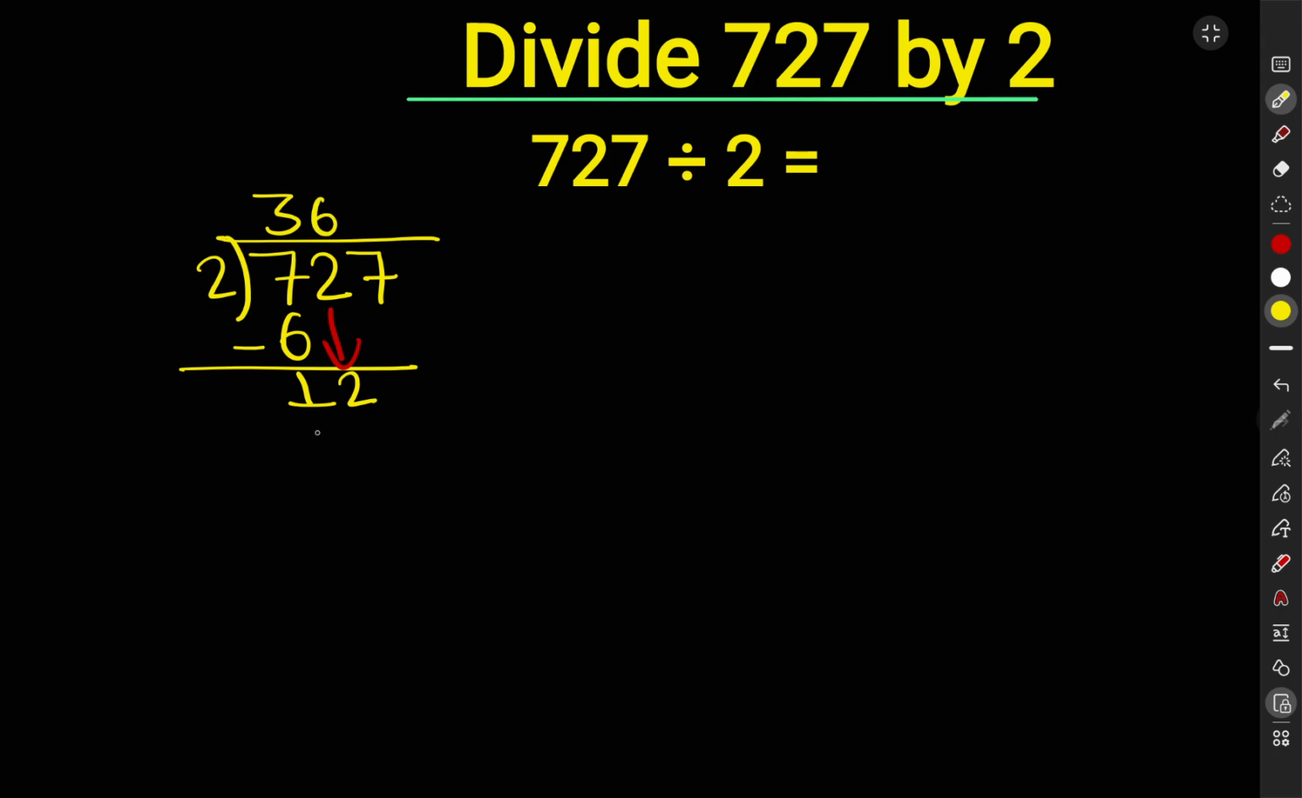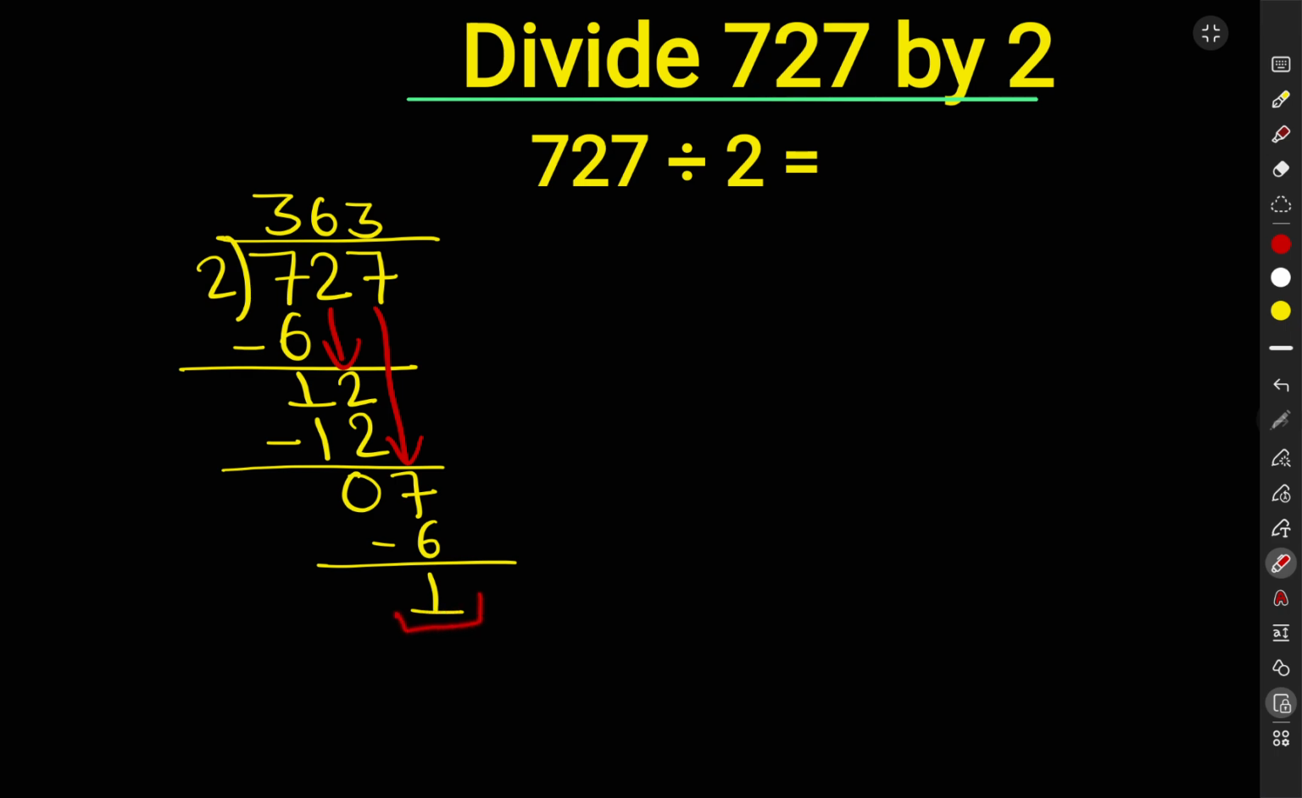So 2 times 6 is 12. On subtracting, we get 0. So again we put down this 7 and 2 times 3 is 6. On subtracting, we get 1.